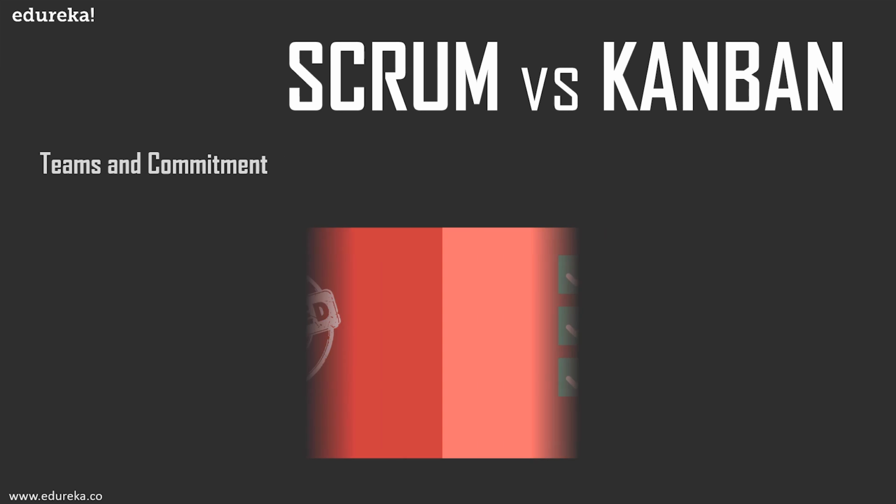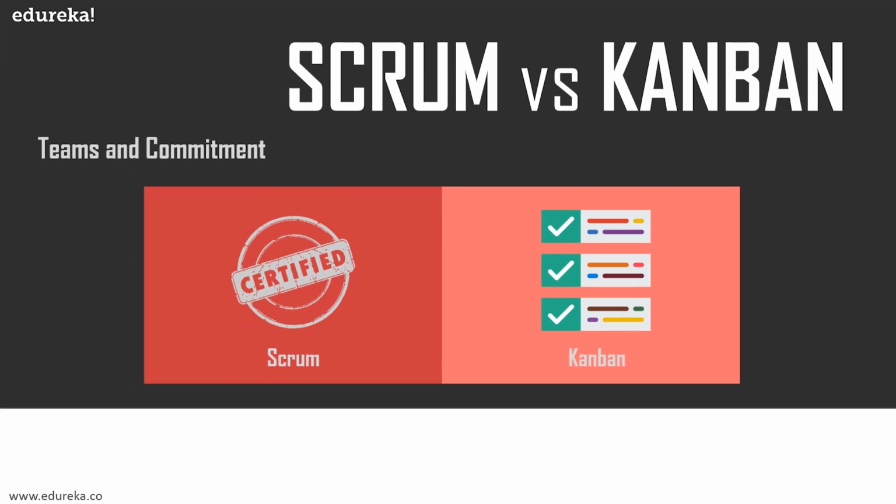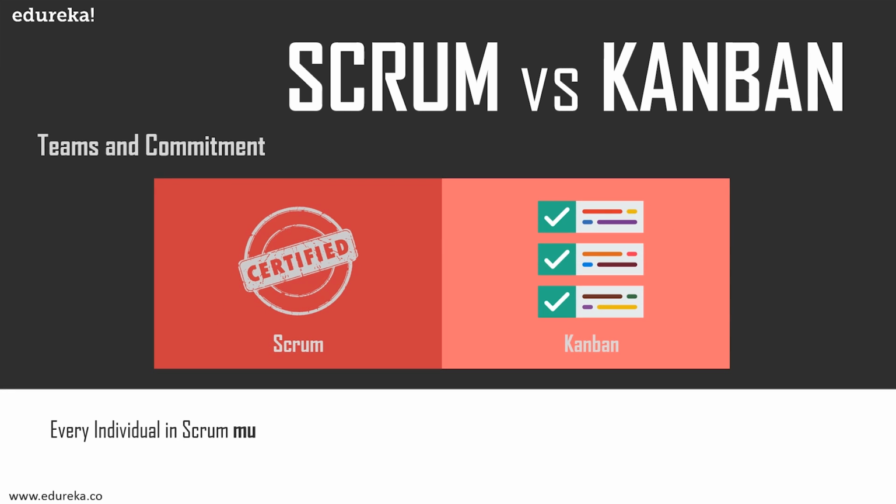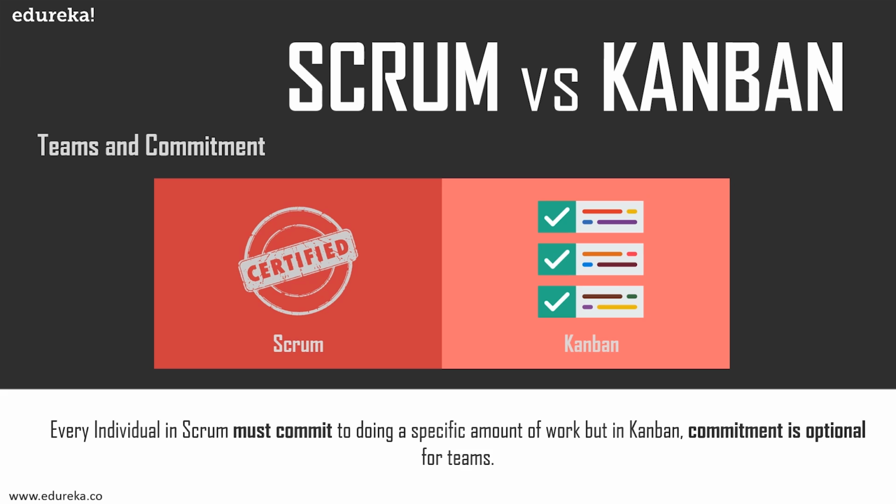Next, you have teams and commitment. Scrum teams are required to commit to a specific amount of work, and it is important to identify all the tasks, prioritize them, and estimate the number of hours each task will take or the number of story points assigned to it. A commitment should then be provided based on this estimate.